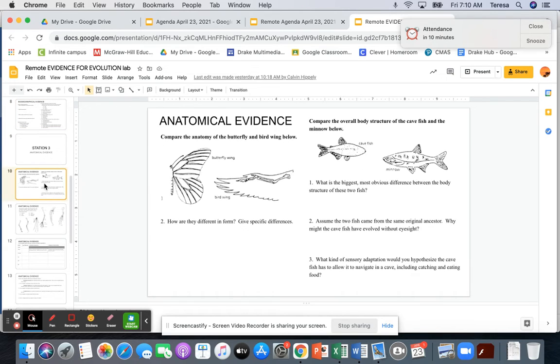Then we move on to looking at anatomical evidence, and you're comparing a butterfly wing and a bird wing. How are they different? And then we've got a cavefish and a minnow. How are they different? Assuming the two came from the same original ancestor, if they had the same ancestral species, why did one evolve like the cavefish and the other one evolve like the minnow?